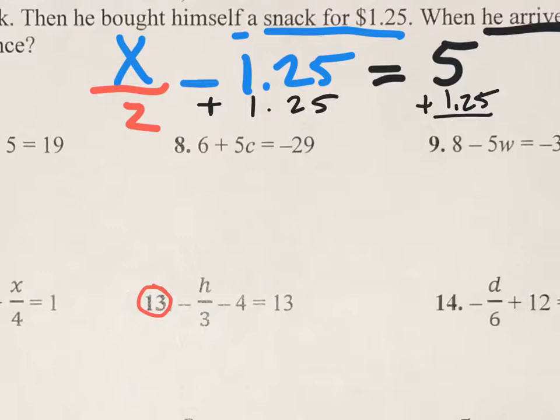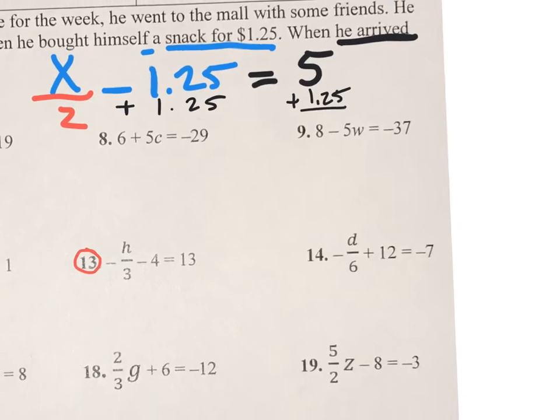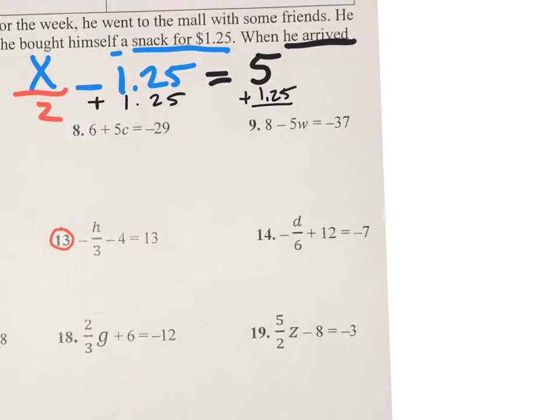Now, I have totally run out of space. Let me move things. What am I going to have left over on the left side of the equation? What do I have left over, guys, once this cancels out right here? This is gone. What do I have left on the left side of the equation? X over 2. So let me write it over here. X over 2 equals, and 5 plus 1.25, how much is that? 6.25. Okay, so I'm almost done.